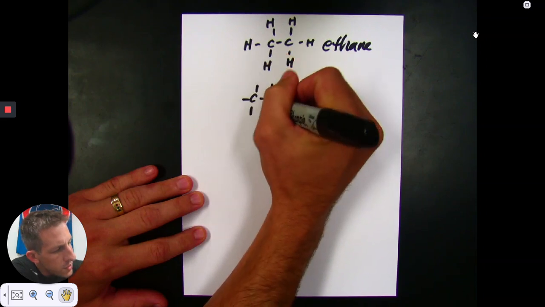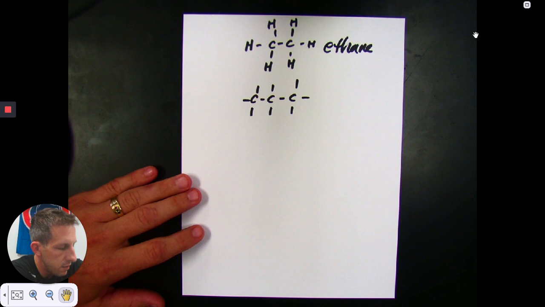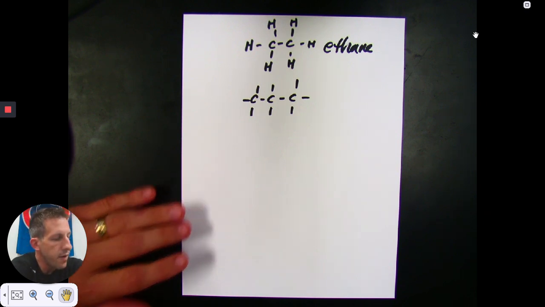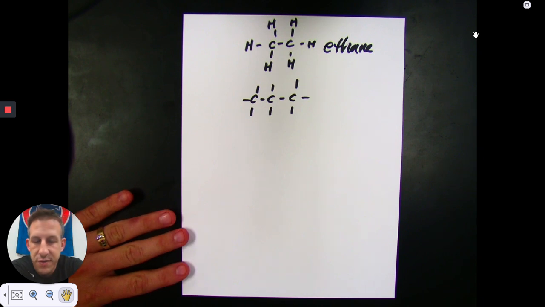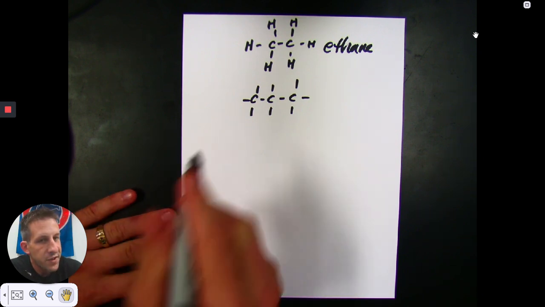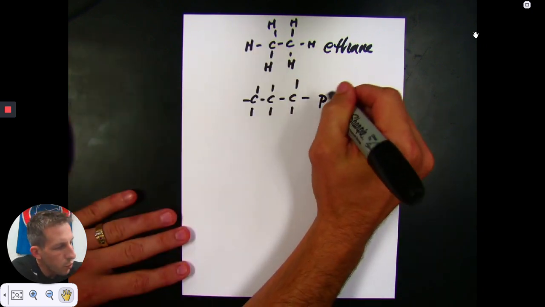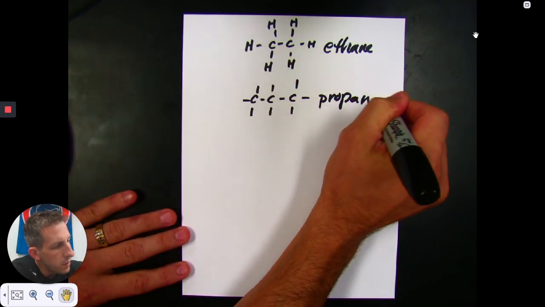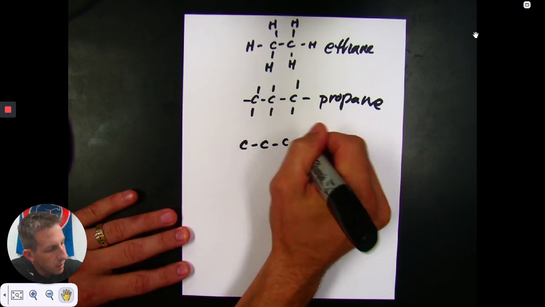And for time's sake, I'm not going to draw all the hydrogens in anymore. Okay, you should know that if we're just talking about basic hydrocarbon skeletons, each one of those C's will be surrounded by H's. Okay, what's the name of this one? Okay, and the name of this one is propane. Okay, let's do it again. Change the length of the carbon skeleton.